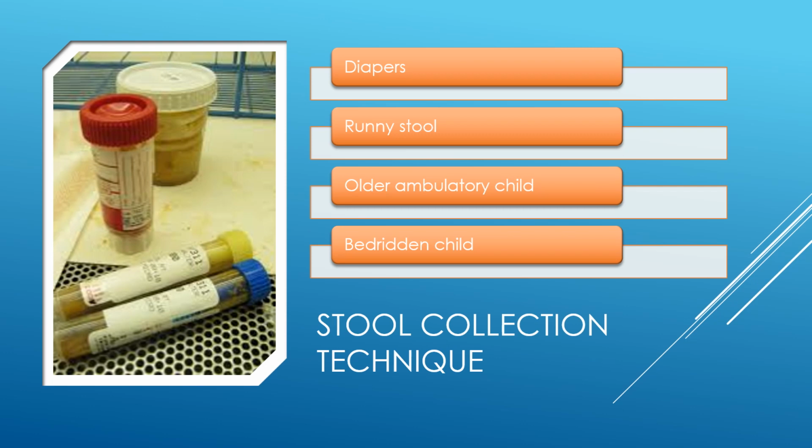A very liquidy stool may require application of a urine bag just to that anal area. If we have an older ambulatory child, we can have them urinate in the toilet and then poop in the hat, and then we can catch that specimen from a clean collection. If they are bedridden, we can again collect that specimen from a clean bedpan without having the specimen be contaminated with urine in the bedpan, because that would just alter our results.